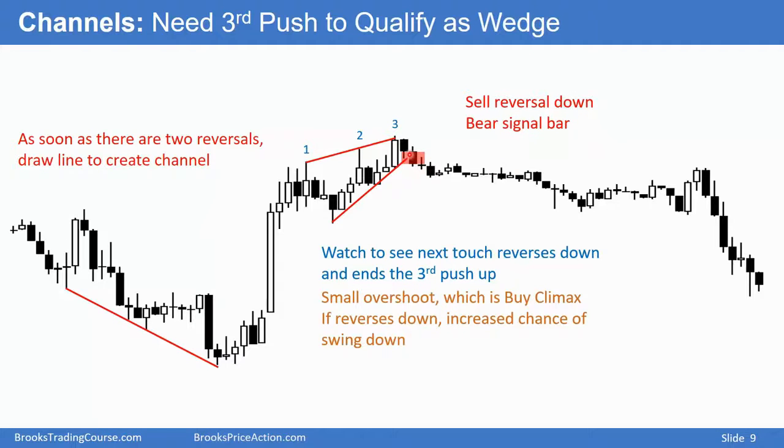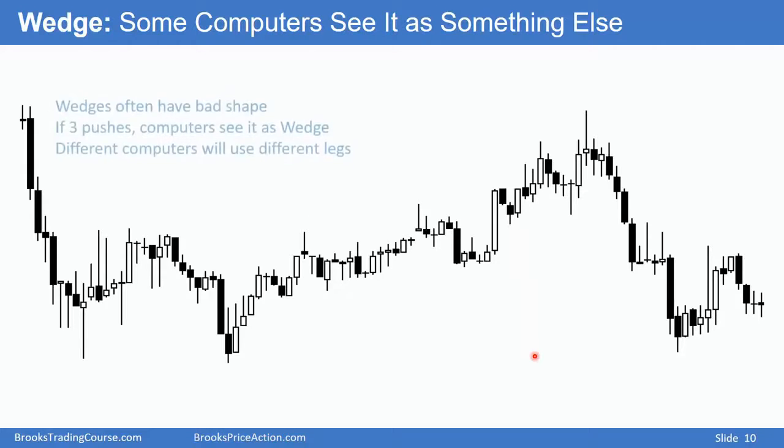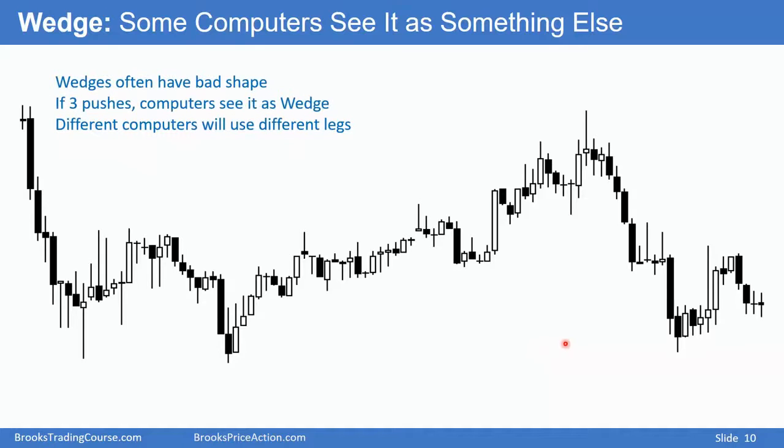Reasonable to short below the wedge, spike pullback channel, expecting a test of the bottom of the channel, but it took a lot of bars to get there. And as I said, I typically get out when the market starts to do that very tight range. Just because I see it as a wedge does not mean that all the computers see it as a wedge. Also, different computers will use different reversals to create the wedge.